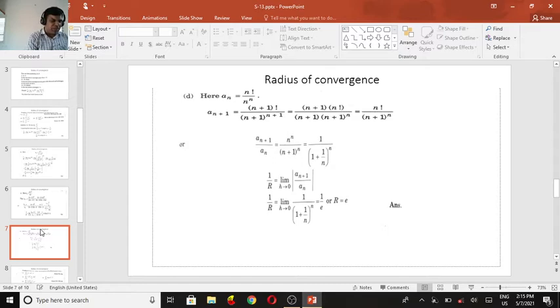Again, apply the ratio test formula. a_{n+1} divided by a_n is equal to n power n divided by (n+1) whole power n. In the denominator, I take n power n as common. We get (1 + 1/n) whole power n. So n power n gets cancelled, and 1 by e is left by the definition of that. So 1 by r is equal to limit n tends to infinity 1 divided by (1 + 1/n) whole power n, which is 1 by e. So r is equal to e.